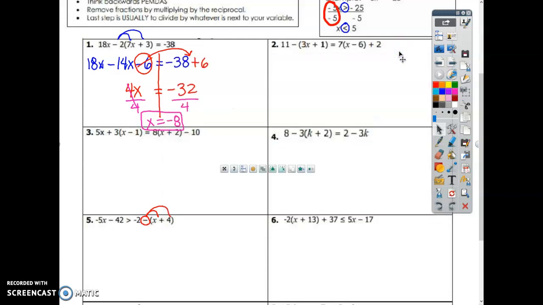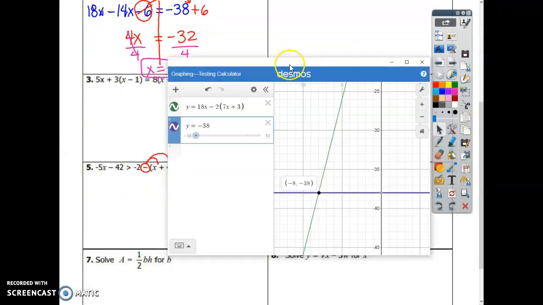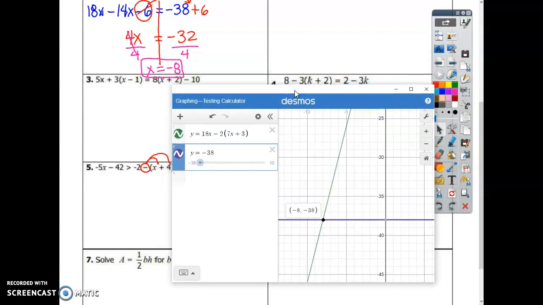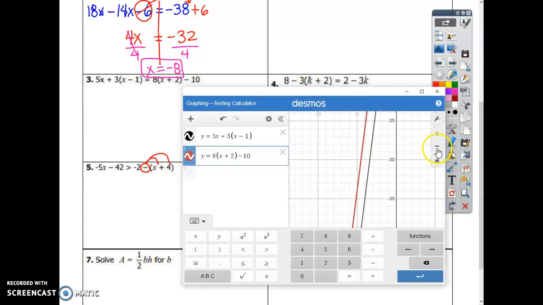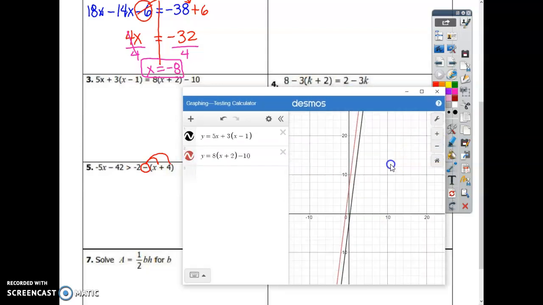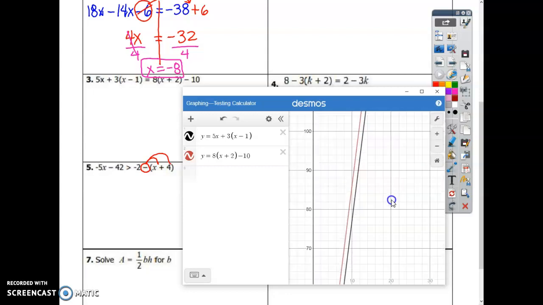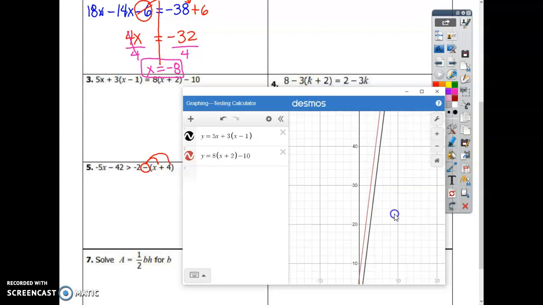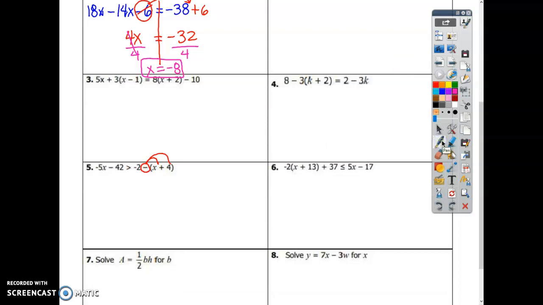What happens when they don't cross? Look at number 3. If I put that in y equals, these two lines, even if I zoom out, are never going to cross. What is that called? When they never cross? No solution. They're never going to cross, so it has no solution. A solution is where they cross. So this one never crosses. They're parallel lines. Means no solution.